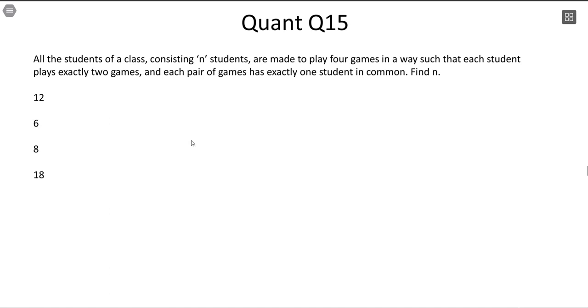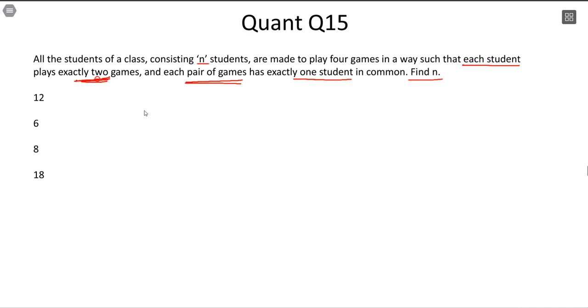Next question. All the students of a class consisting of n students are made to play 4 games in such a way that each student plays exactly 2 games, and each pair of games has exactly 1 student in common. Find n. Okay, look at this. Each student plays exactly 2 games and each pair of games has exactly one student. Can you see for any pair of games there is just one student, and that would be the total count of students?